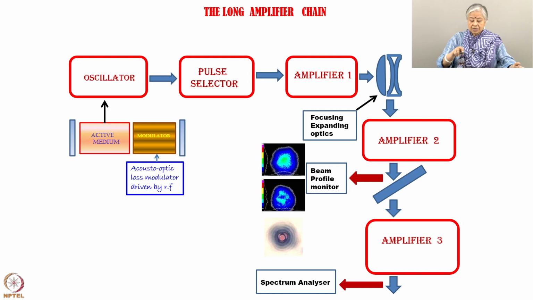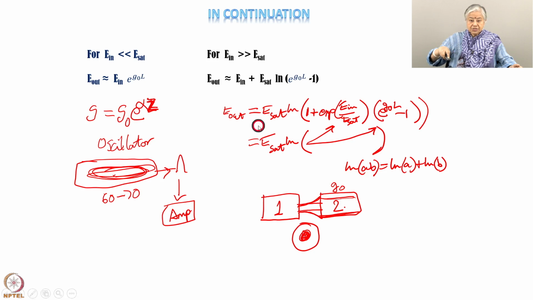What I show here is the oscillator, then there is a pulse selector, and then amplifier 1, amplifier 2, amplifier 3. The laser beam is shown by this blue arrow, going this way, this way, this way, and it comes here, and you can keep on increasing the number of amplifiers depending on your needs. Now, what I have shown in the previous slide means you have to do something to the beam spot size in order to extract the best amount of energy.